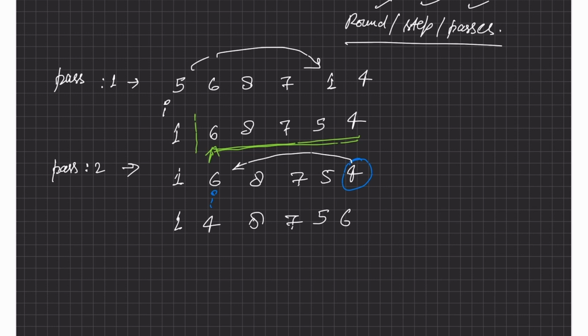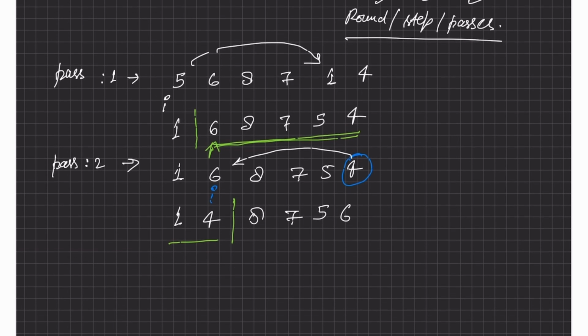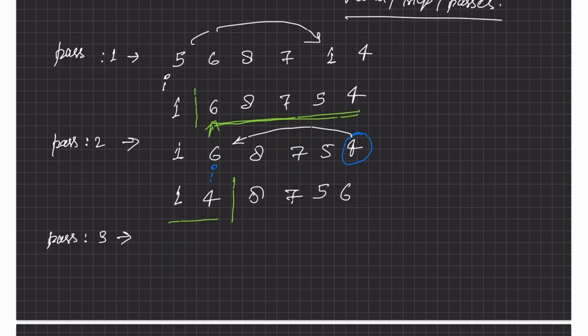Now you can clearly say that these two elements are sorted. Now we have to find the third smallest element of this array by doing the selection sort. We have to perform the same technique again and again to sort this array. So at the third pass, I will write the same array. Now we are going to sort the element which is at the position i equals 2. This was i equals 1, and this is i equals 2.